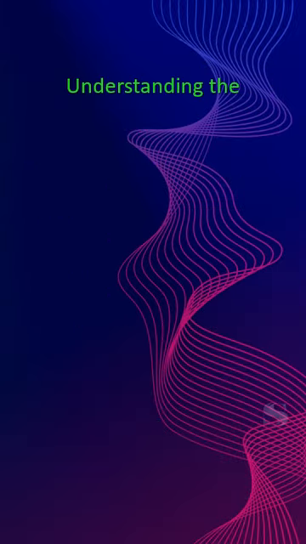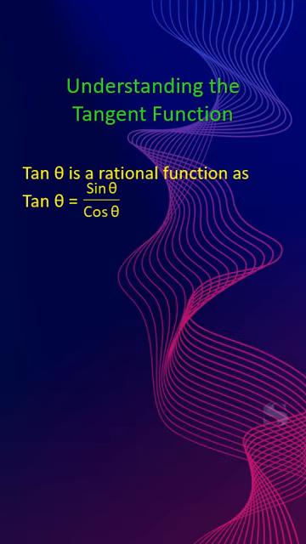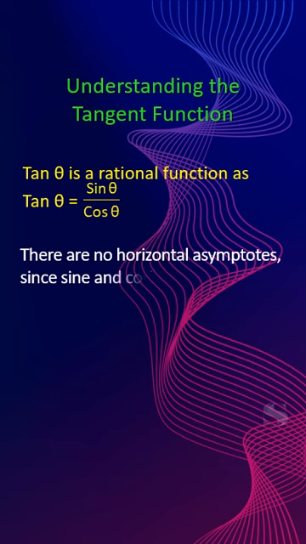We have already seen how the sine and cosine graphs behave. Now let's take a look at the tangent function, which is simply the ratio of sine to cosine. Because tangent is a rational function, that is, one function divided by another, we can apply rational graphing methods to understand its shape and behavior. Understanding sine and cosine makes it much easier to grasp other trigonometric functions like cosecant, secant, and cotangent, because they are just reciprocals of these base functions.